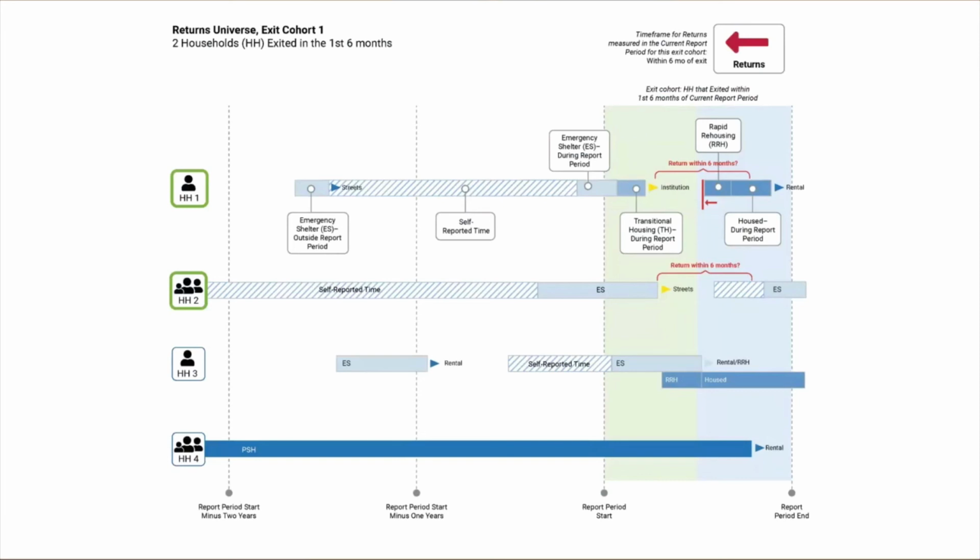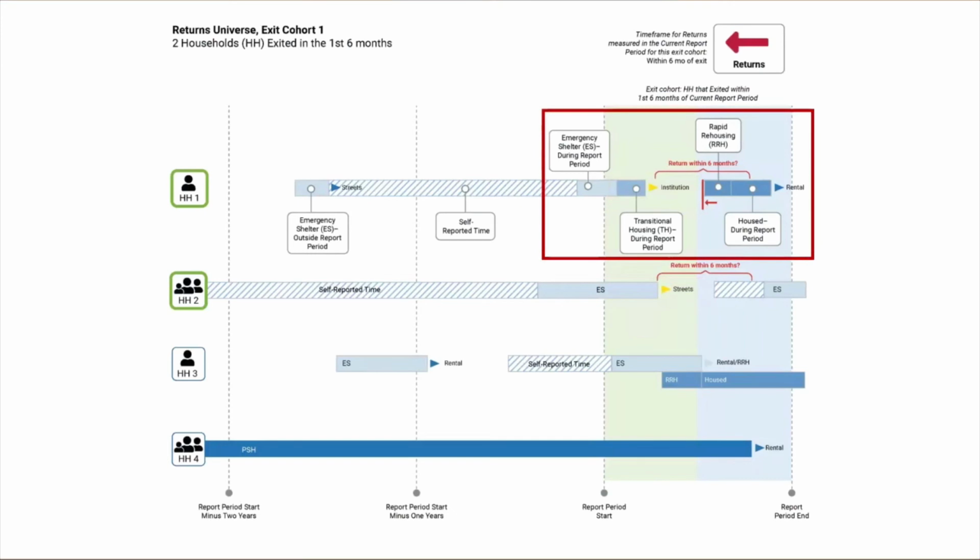For this exit cohort, we measure the returns by dividing the number of households that returned to the system within 6 months of exiting by all of the households that exited in the cohort. This is the measure shown in the dashboard overview and the system map. Household 1 and Household 2 had system exits during the green shaded time frame and therefore are included in the exit cohort, which is the returns universe. A red bracket after each of these system exits indicates the 6-month return period being measured. Returns are measured from the day the household exited.